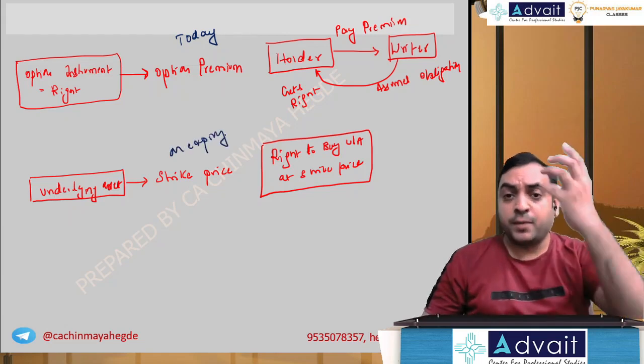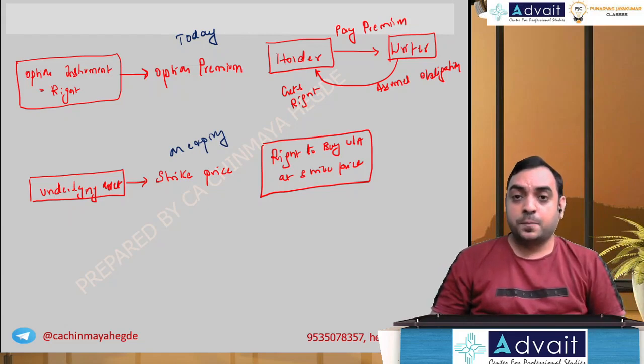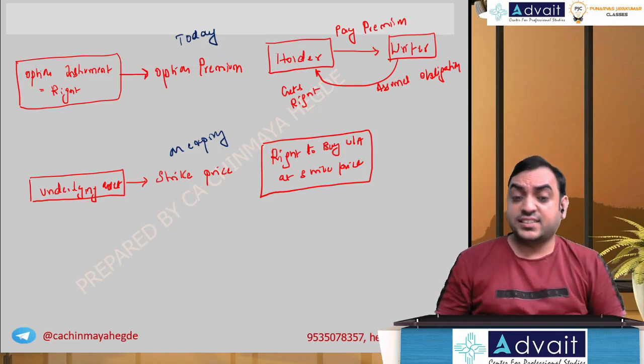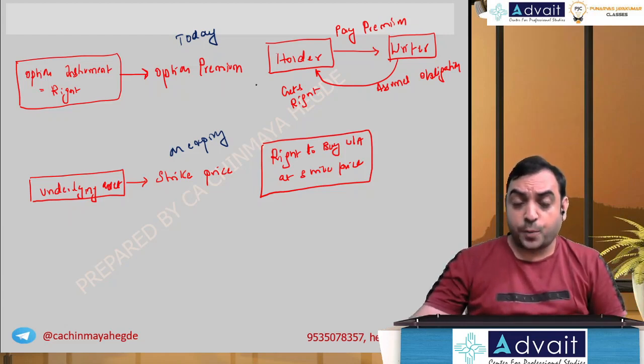The holder makes a payment called the option premium. And you get a right to what? The right to buy the underlying asset. This is called a call option. When you get a right to buy, this is called a call option.